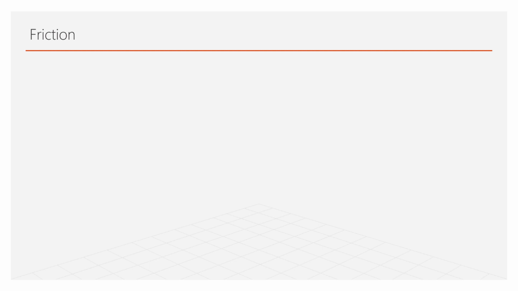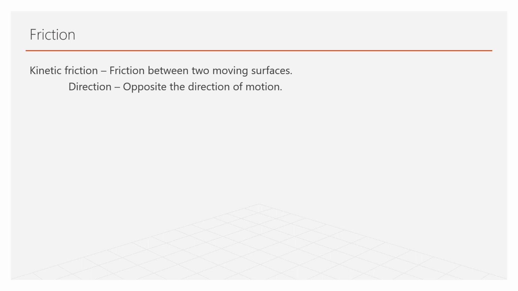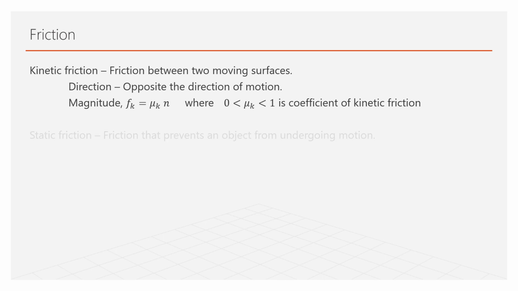Friction is a retarding force between two surfaces. There are two types of friction, kinetic friction and static friction. Kinetic friction is the friction between surfaces in motion. For example, an object that is dragged along the floor will have kinetic friction with the floor. The direction of the kinetic friction vector is opposite the velocity vector of the object. A simple model of friction is that its magnitude is proportional to the normal force. The proportionality constant is called the coefficient of kinetic friction and varies between 0 and 1.